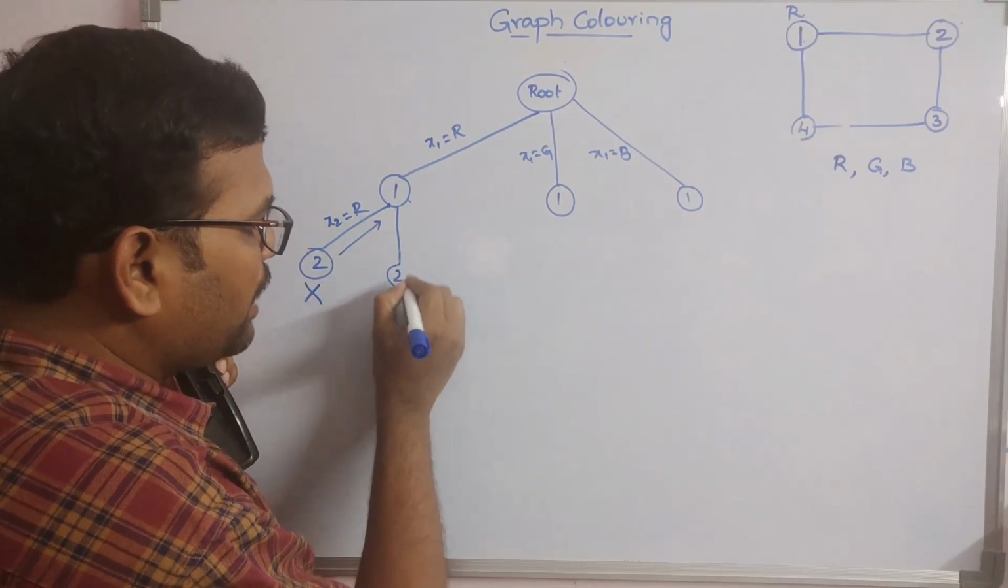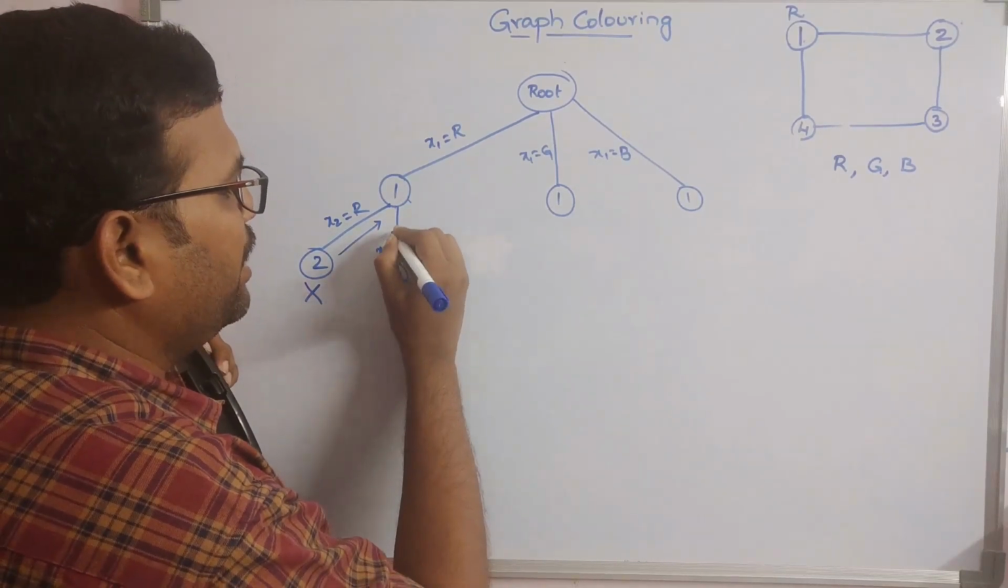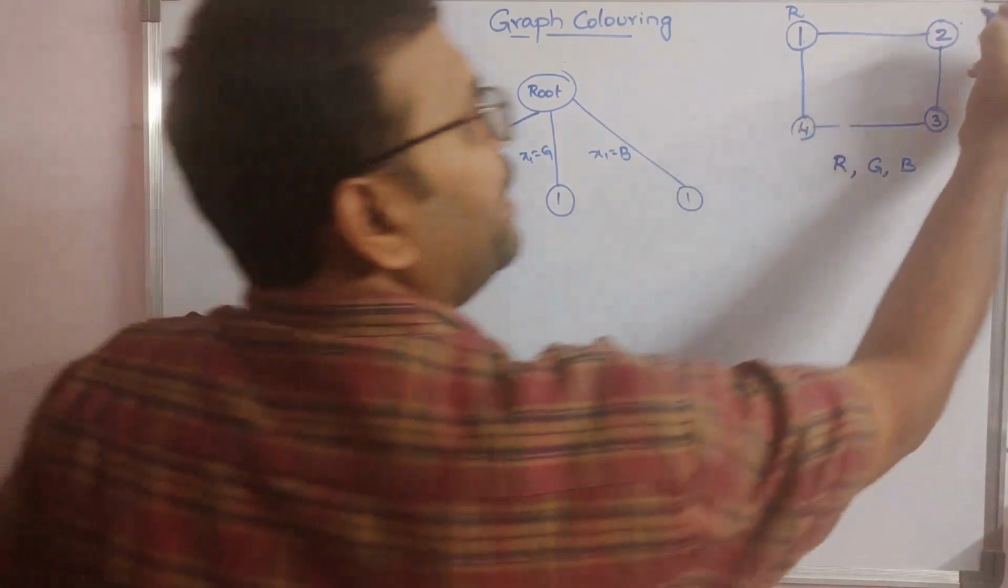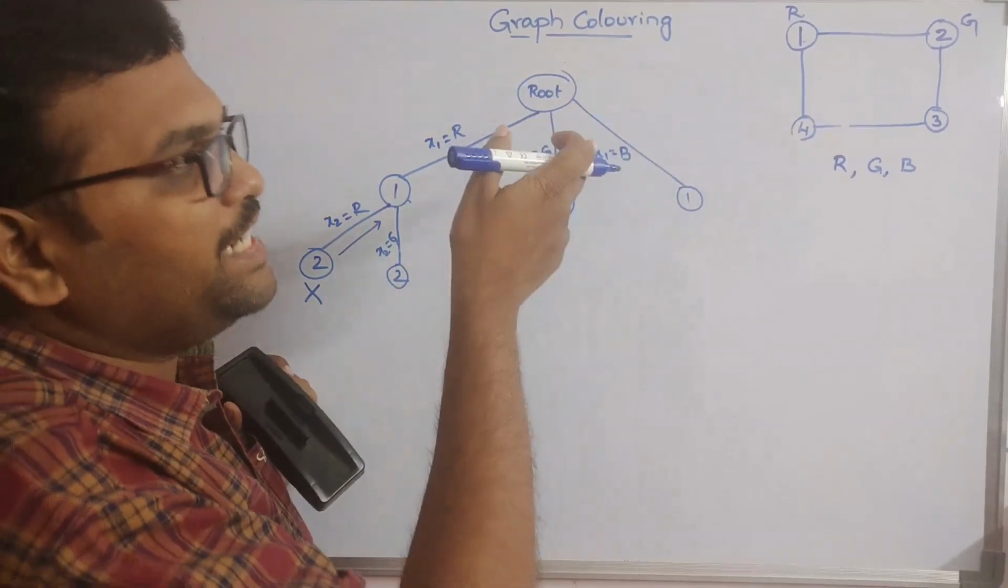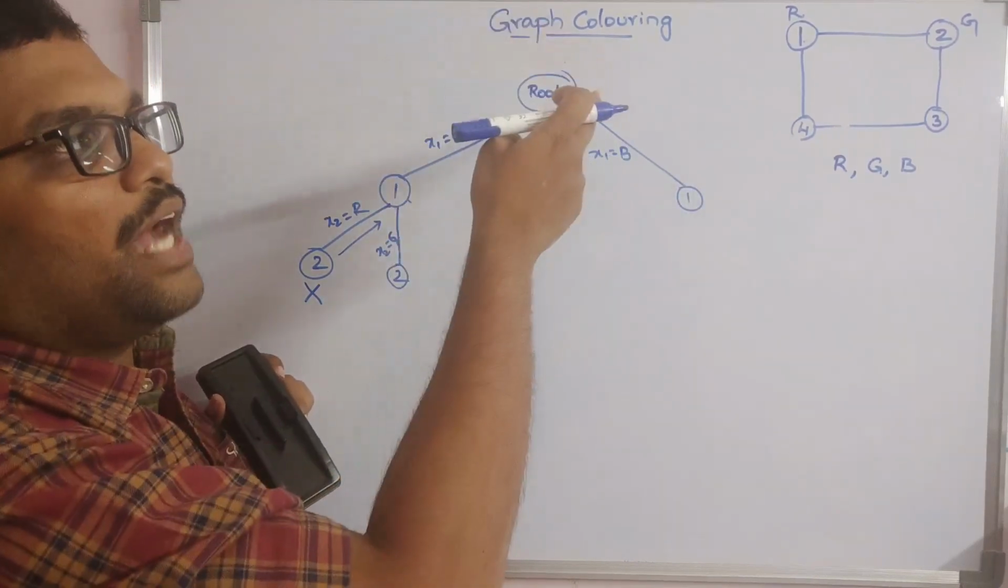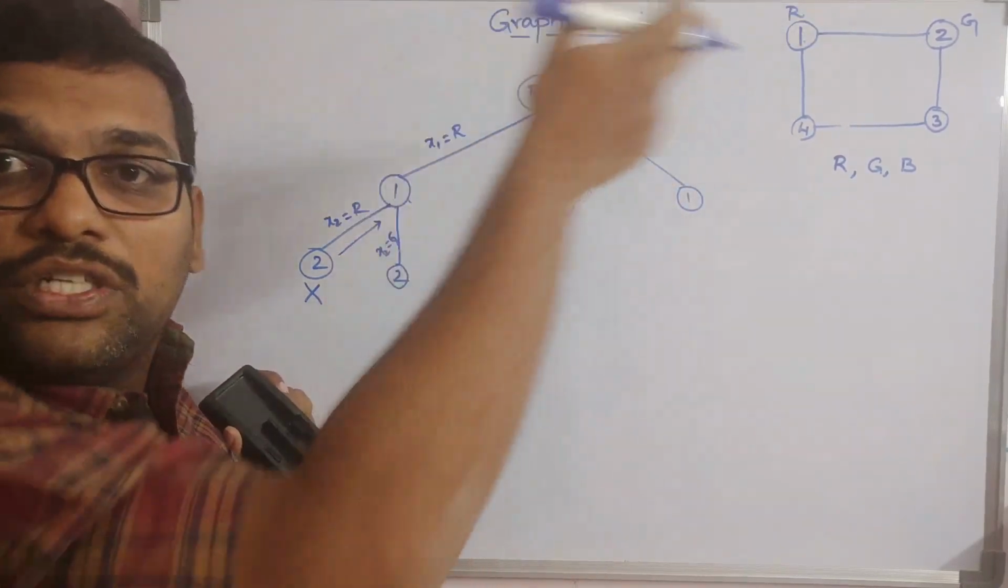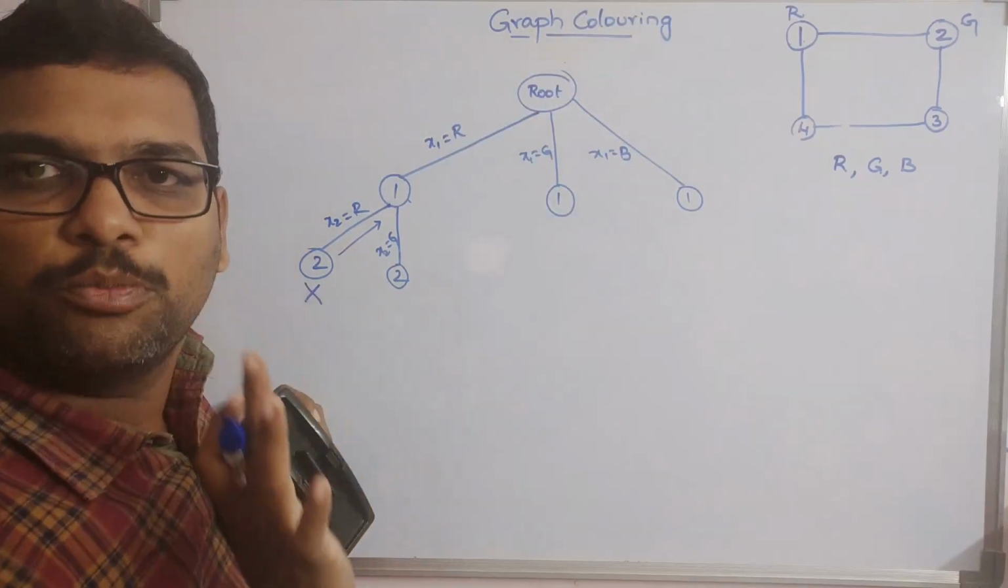So there is one more alternative, that x2 can be green, red and green. Is it possible? Yes. So 2 is an adjacent of 1 and 1 is filled with R. So 2 is not filled with R, 2 is filled with green. So this is a possible way.